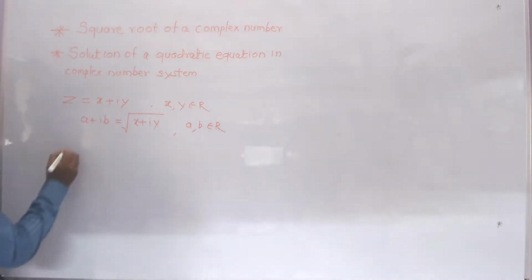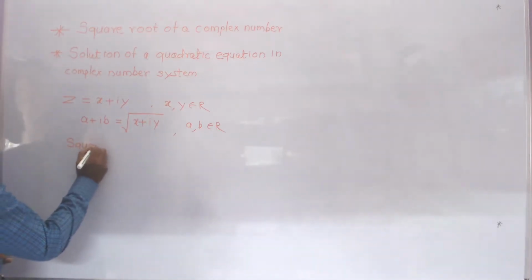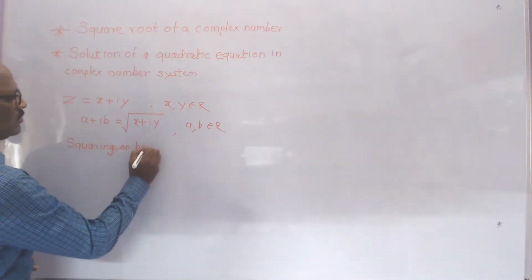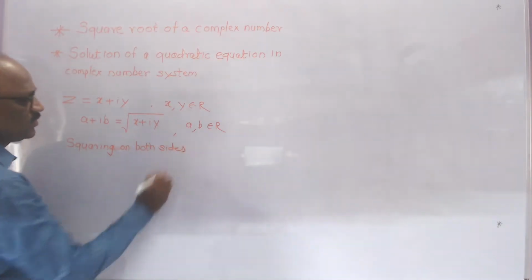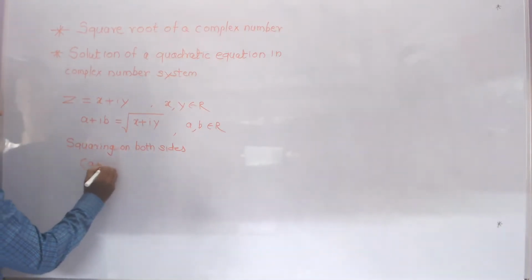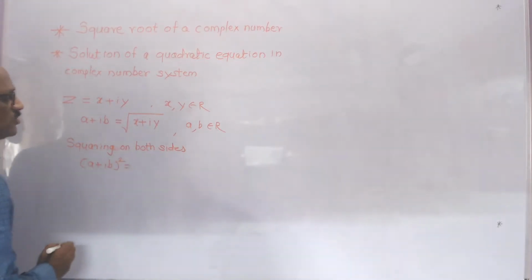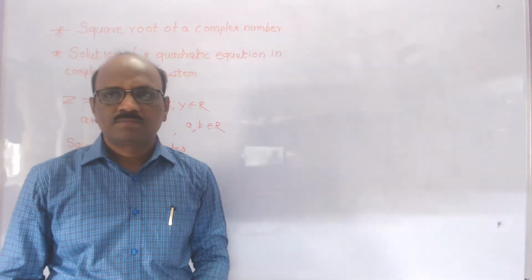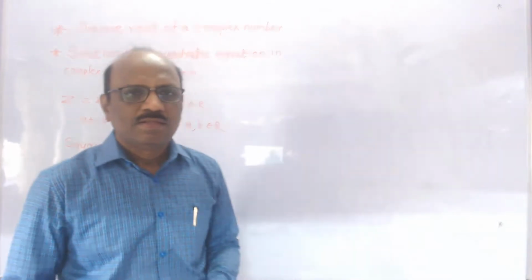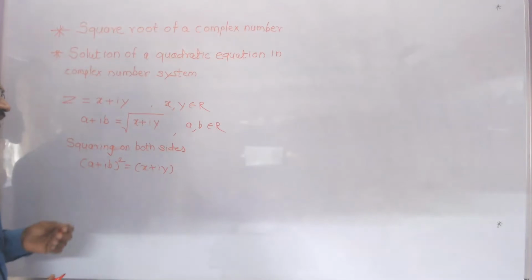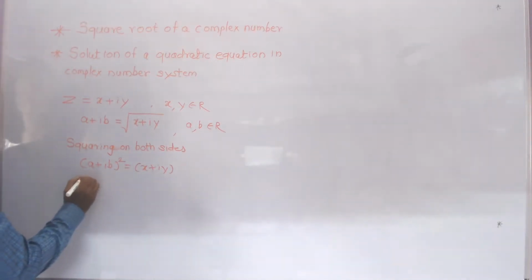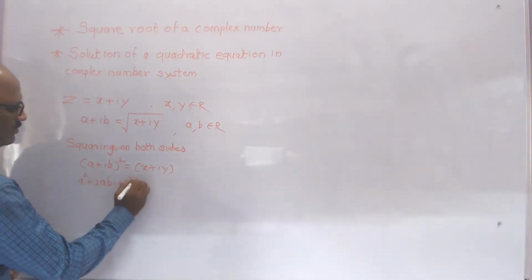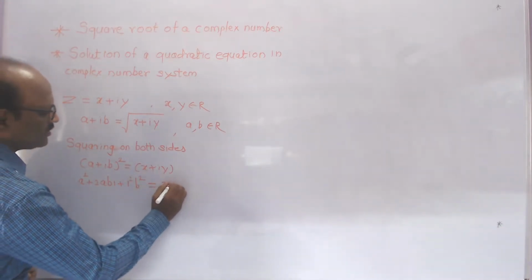Now we will evaluate this. Squaring on both sides, we get (a plus ib) whole square equals x plus iy. We expand this: a square plus 2abi plus i square b square, equals x plus iy.